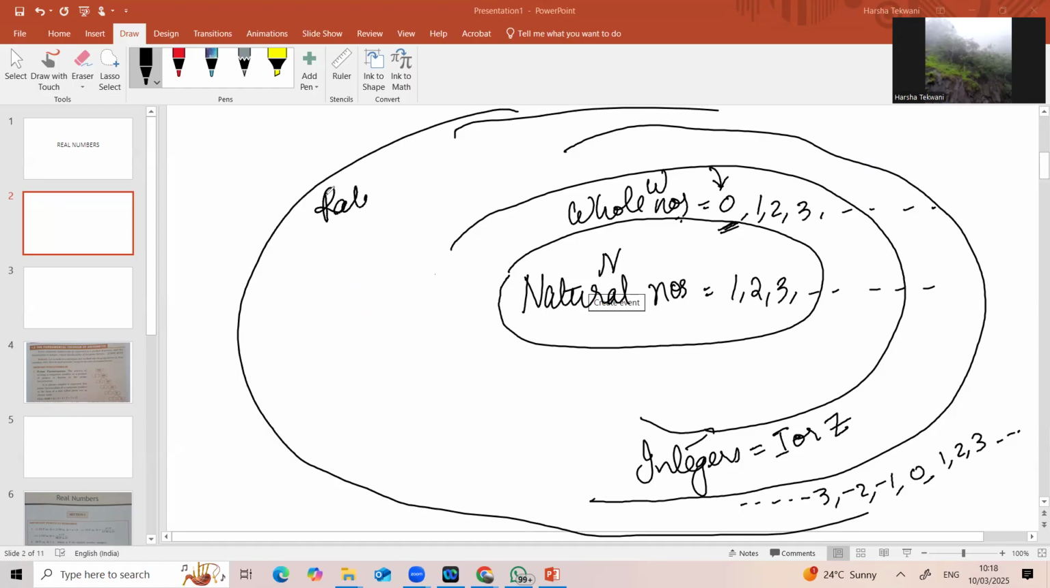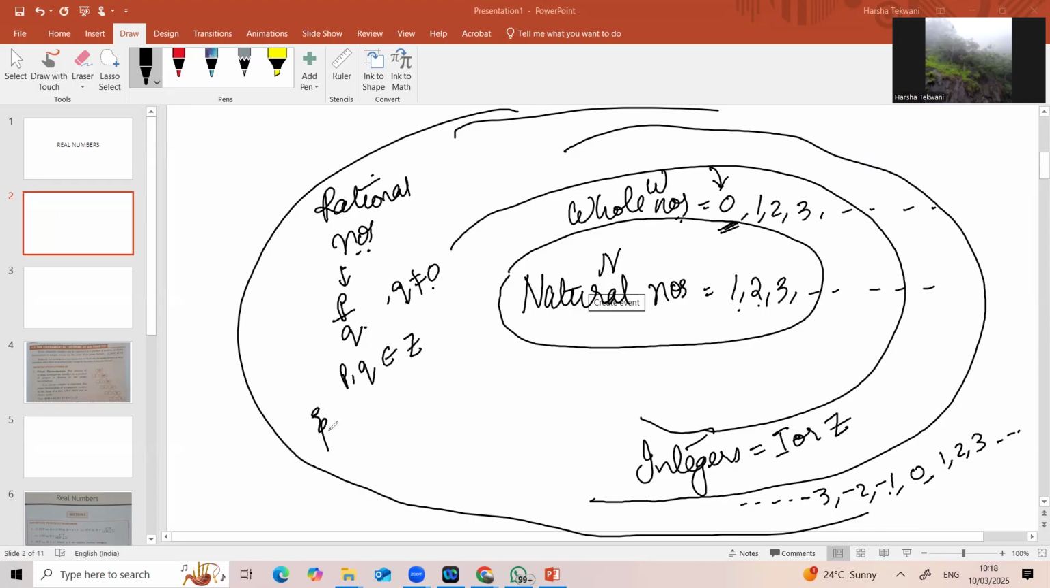Rational numbers not just have discrete values like 1, 2, 3, or -1, -2, -3. They have even decimals, fractions. So anything which can be expressed in the form of p by q, q should not be equal to 0, otherwise it's an error in math. It is undefined. So what is a rational number? A number which is of the form p by q, q should not be equal to 0. Both p and q belong to integers.